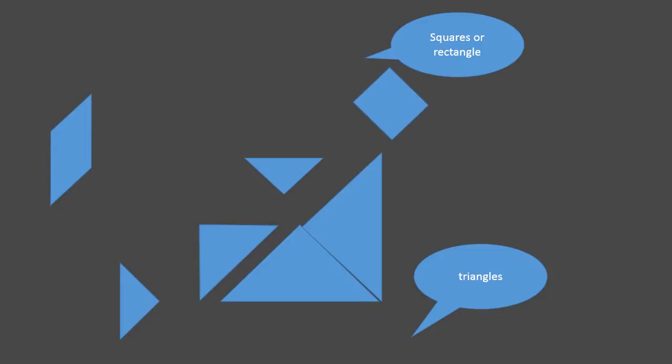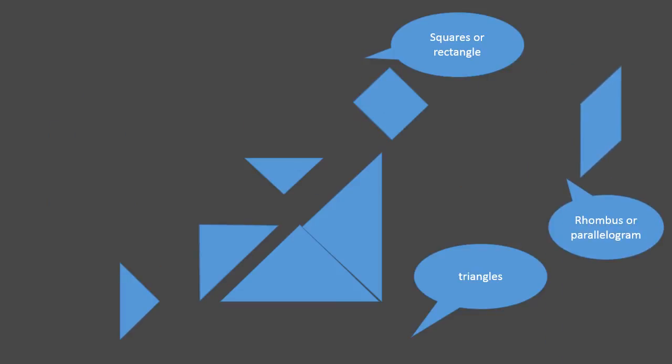Then you can go from there to squares or rectangles. A square can also be called a rectangle. It's just a special kind of rectangle that has four equal sides and four right angles. And then you can talk about the last shape, which is a rhombus or a parallelogram. And you can talk about the definitions of each of those, having an object that has parallel sides, but not all sides are the same.